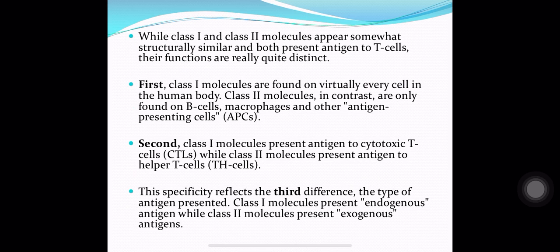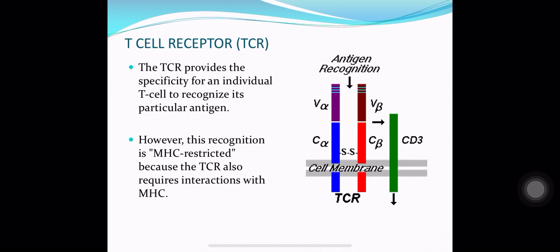Now, class 1 MHC molecules and class 2 MHC molecules have several differences between them. One difference is that class 1 MHC molecules are present on almost all the cells of the body except the neurons, while class 2 MHC molecules are present only on the antigen presenting cells of the body. Second difference is class 1 molecules present antigens to the cytotoxic T cells, while class 2 molecules present the antigens to the helper T cells. Third difference is that class 1 molecules present endogenous antigens, while class 2 molecules present exogenous antigens.